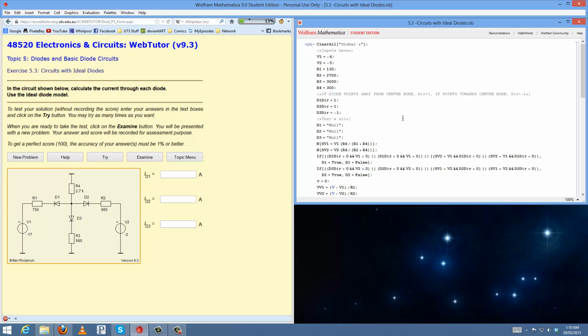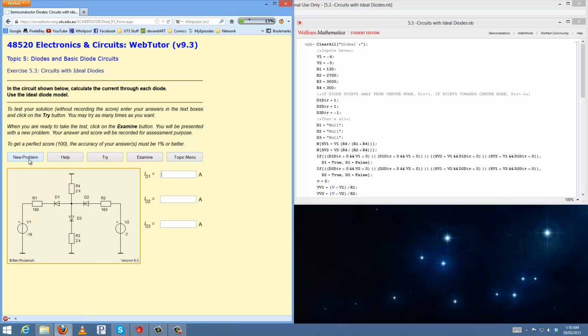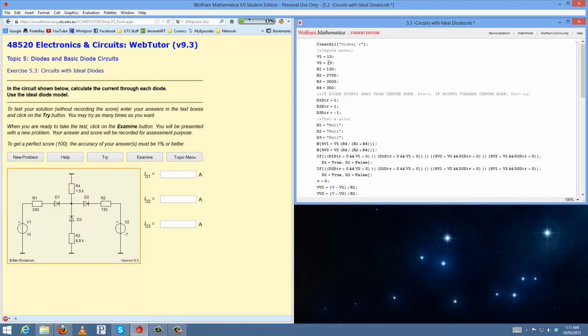I'll run through the Mathematica file first, and as I do each step, I'll explain what actually happens. You've got your diagram here, which never changes except for the values and the direction of the diodes, but that's all accounted for. For this example, V1 is 13, V2 is minus 7, R1 is 200, R2 is 130, R3 is 6800.